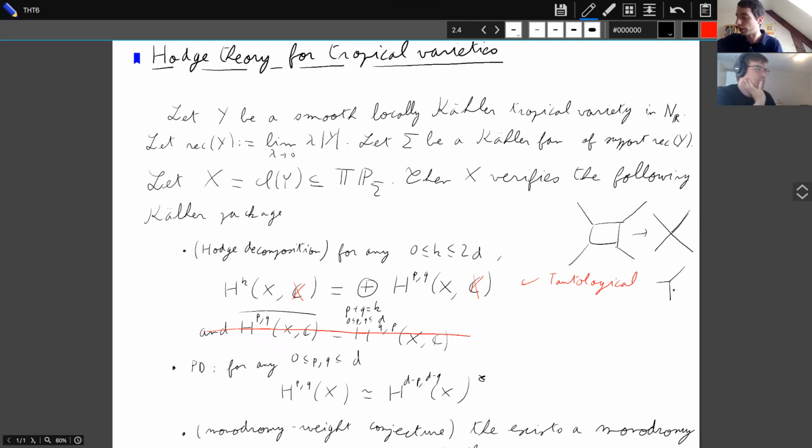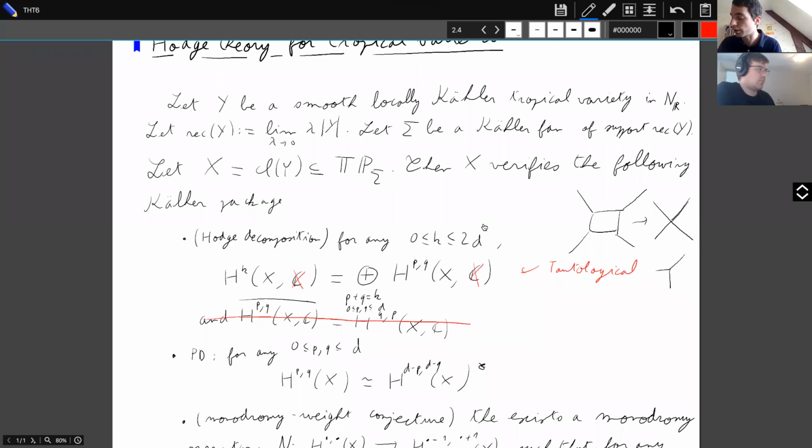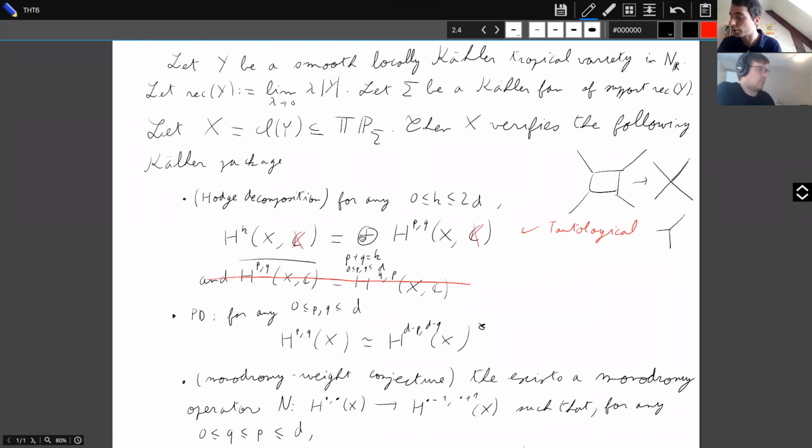or it's the support of a Kähler fan, you can compactify these things into the tropical toric variety given by this. And then we have the Kähler package. So the Hodge decomposition here is trivial, and it's quite interesting. First, we have it for Q coefficients. This is not the case in the complex case.